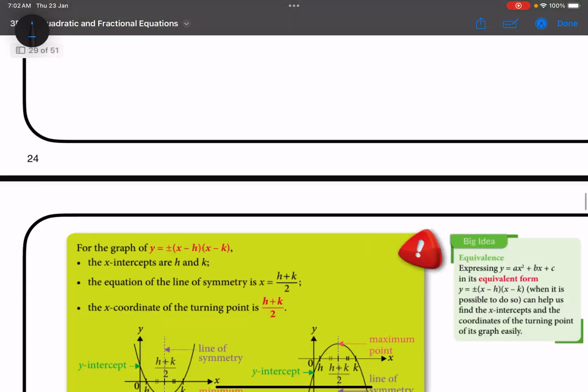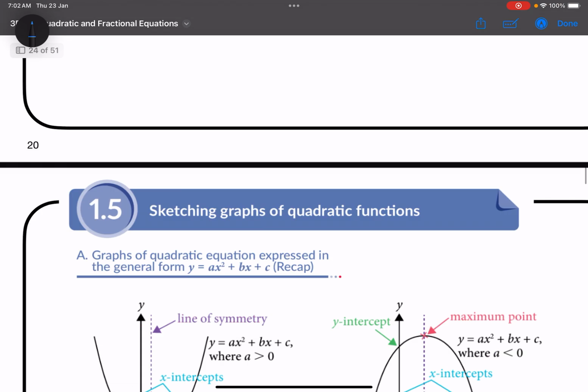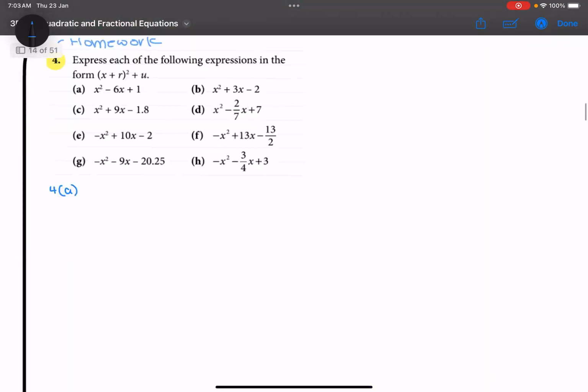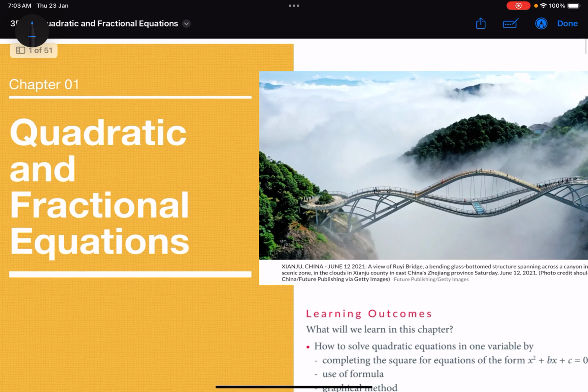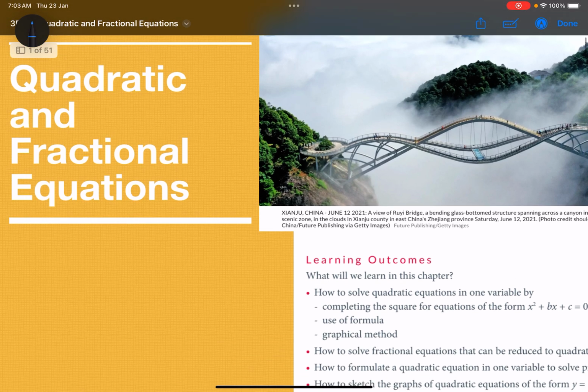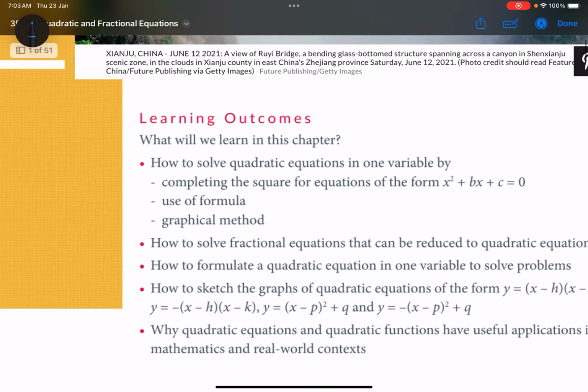Okay, almost done with the chapter. I'm just roughly going to go through. I know the notes are very empty. We'll fill them up along the way as I do revision. Okay, so chapter 1, quadratic formula and fractional indices, fractional equations.